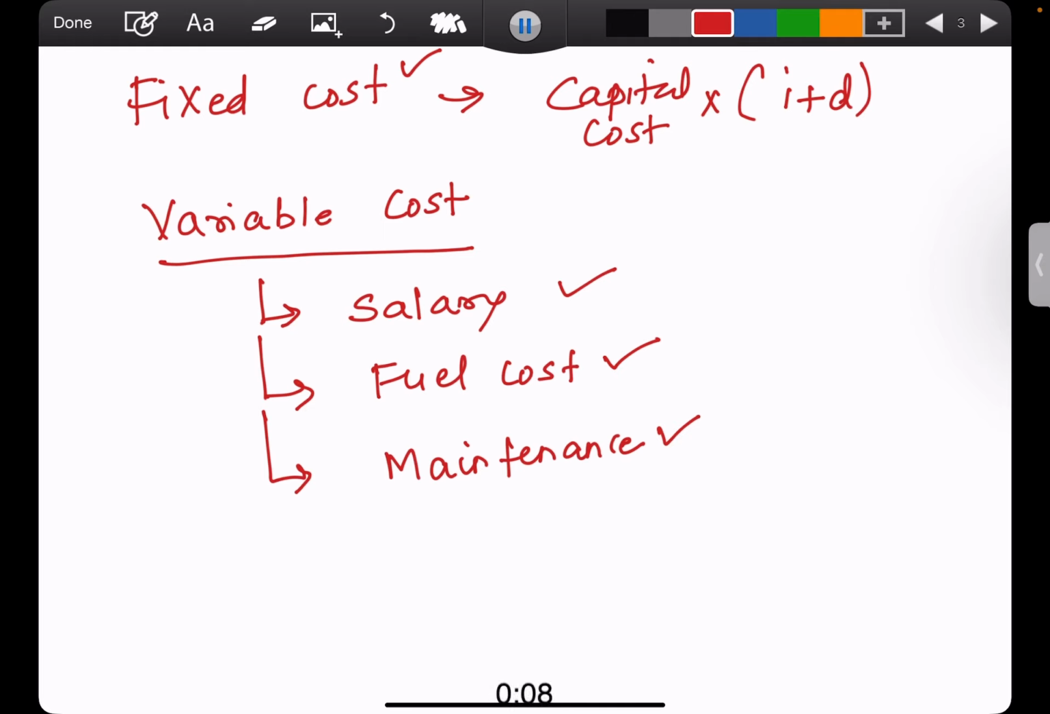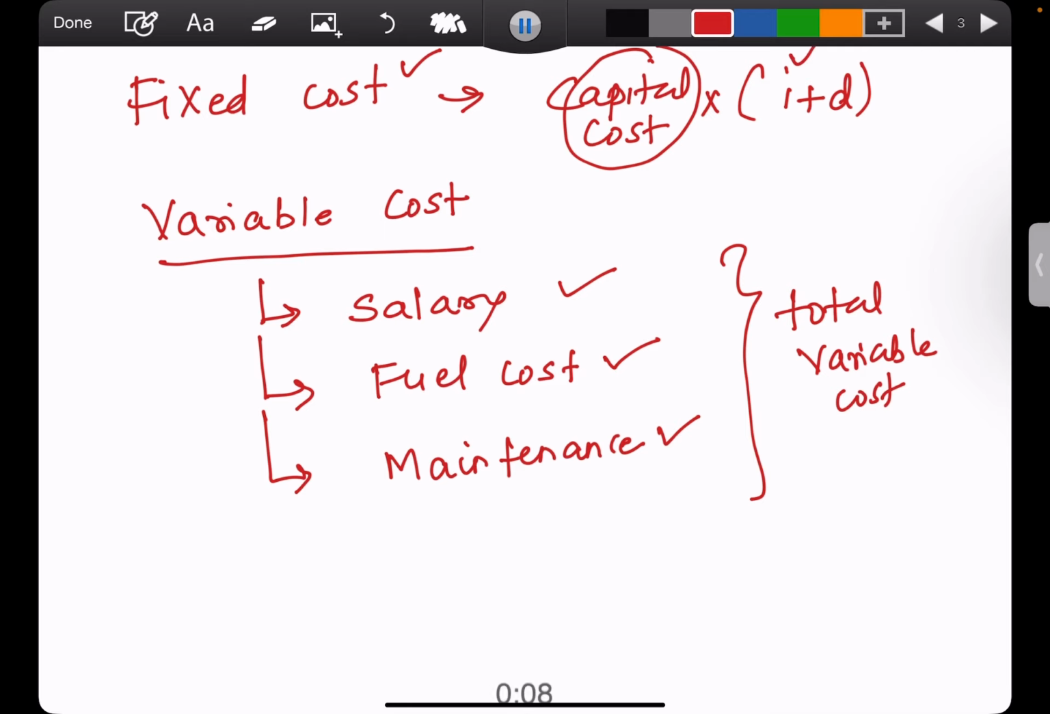So how do you calculate the variable cost? You just add up these components and you will get the total variable cost. Total variable cost would be typically because of all these three, and fixed cost would be typically because of the capital which is invested, the cost of borrowing this capital, and the depreciation of this.